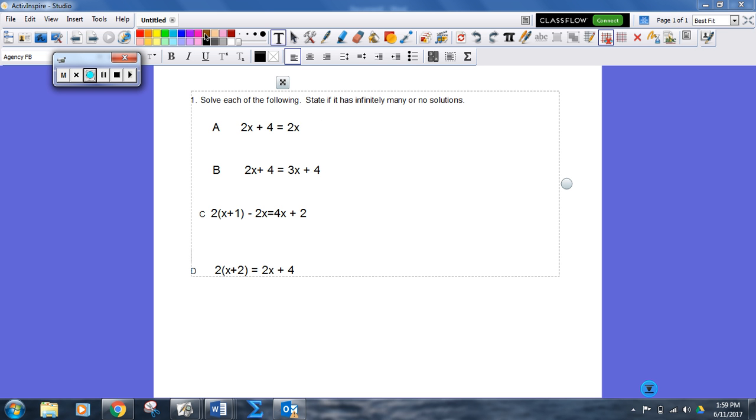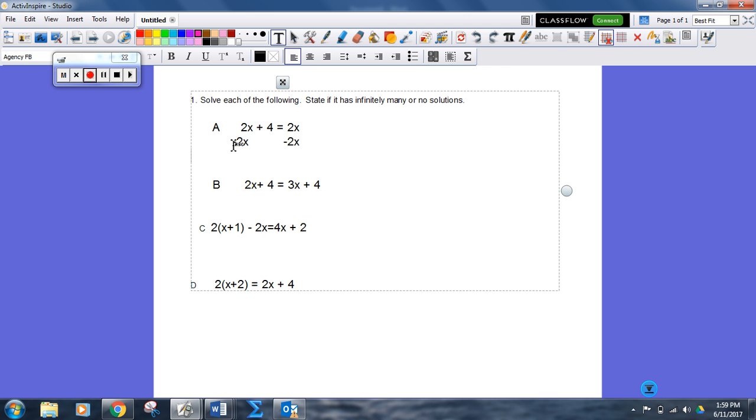So number 1, when I do that problem, I am going to start by subtracting 2x from each side. And when I subtract 2x from each side, what I get is 4 equals 0. This is not a true statement, and therefore my answer is no solution.